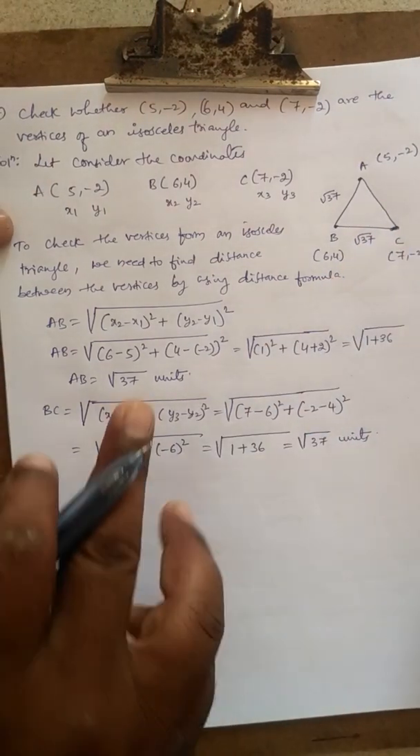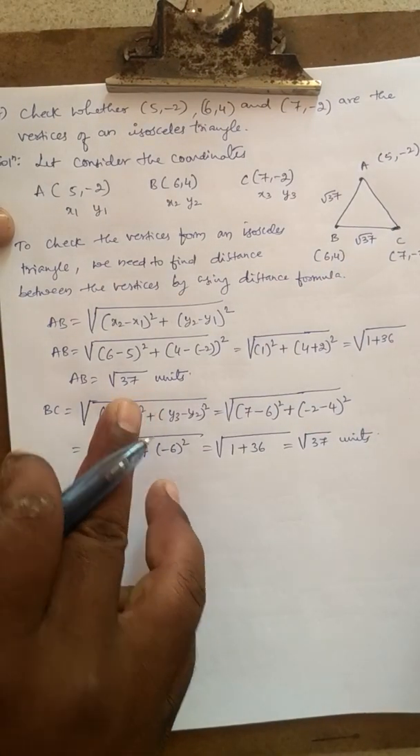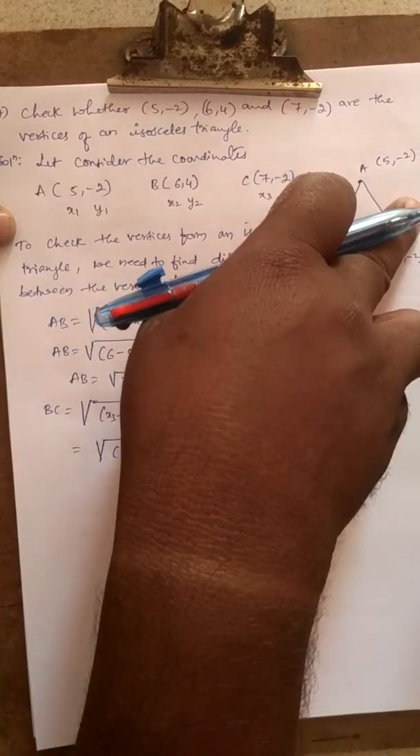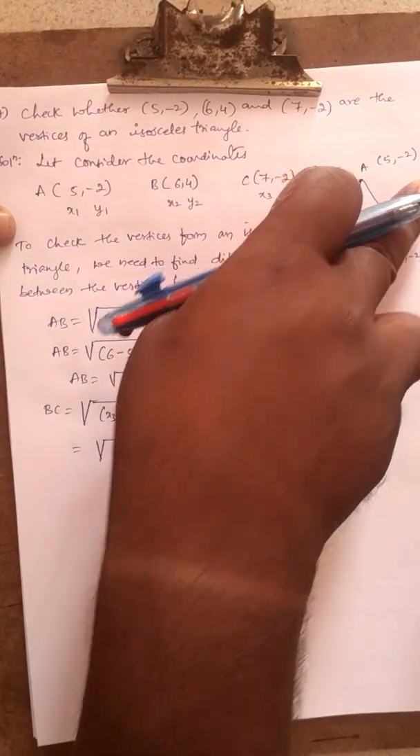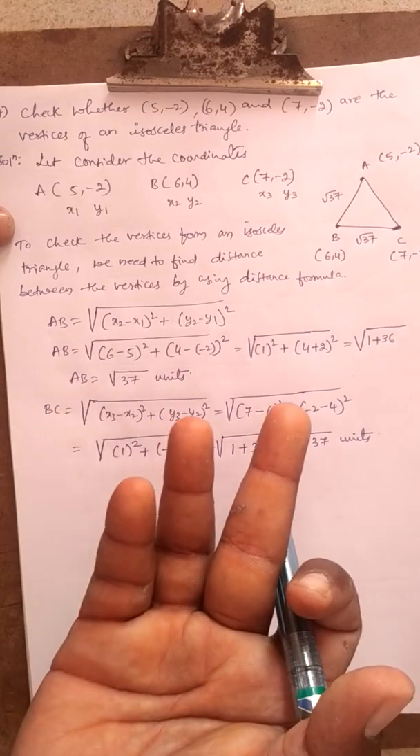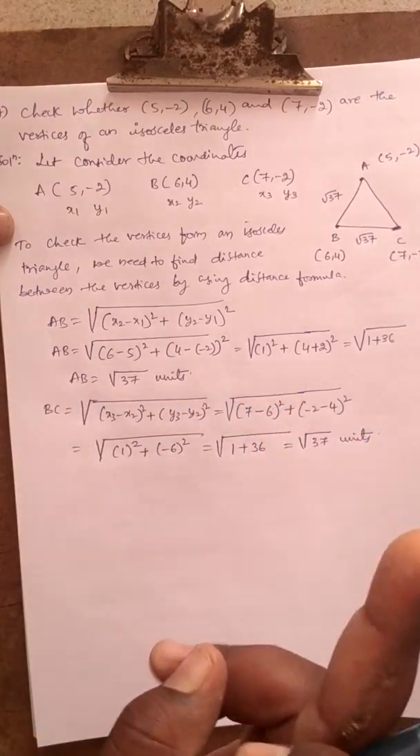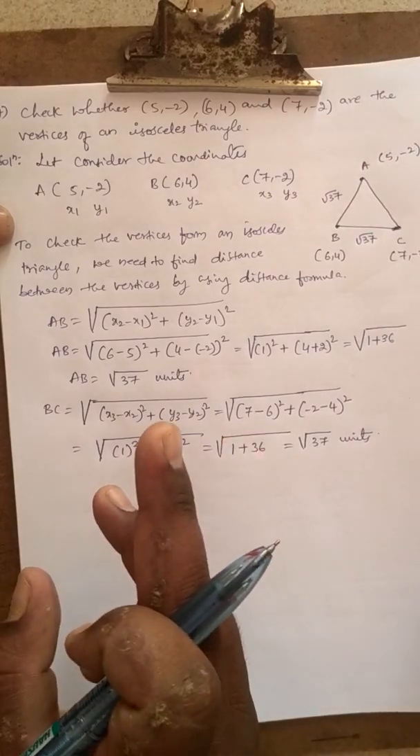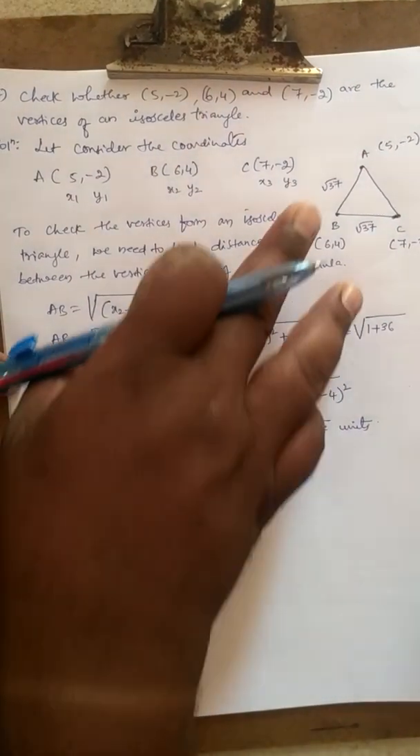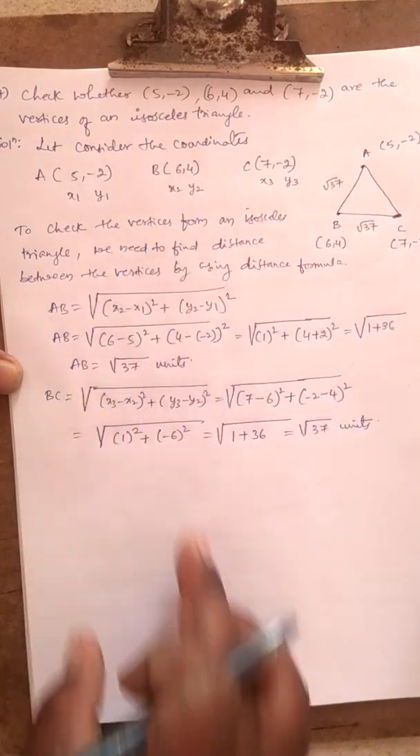Now we already have two sides equal in this triangle. Even so, we have to find the third side also, because if this is also equal, it will become an equilateral triangle. If all three sides are equal in a triangle, that is called equilateral. If only two sides are equal, then it is called isosceles. So now we got two sides equal. We have to check the third side also.